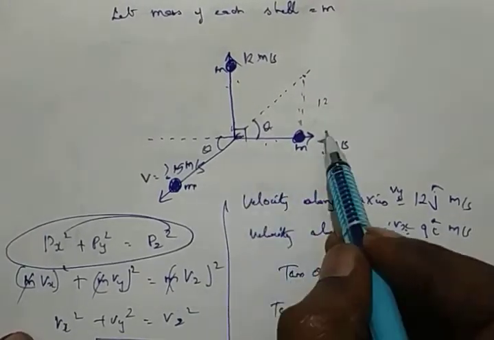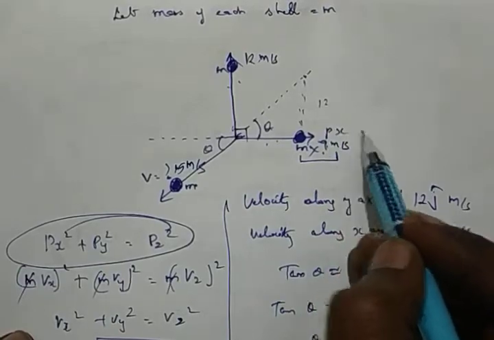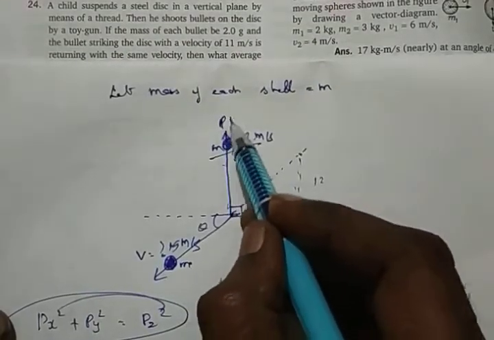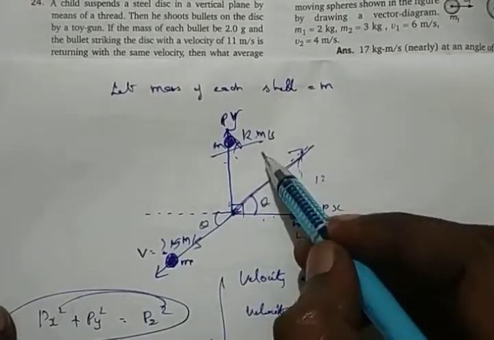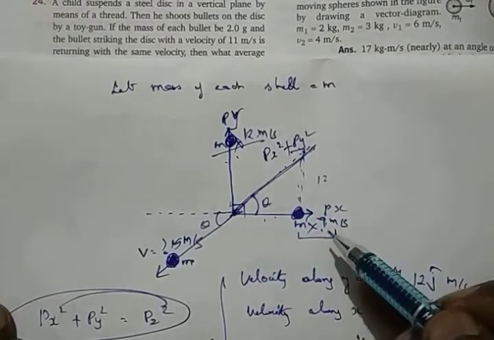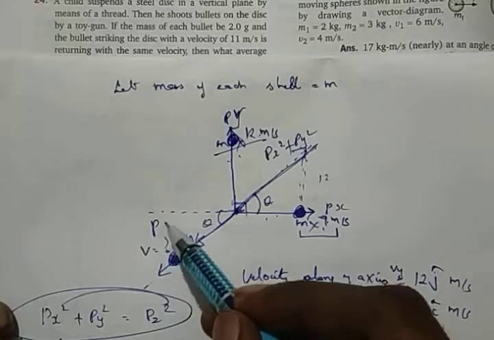The momentum along x is mass into velocity, this one is px. Mass into velocity is py. So it is py. What is this resultant? It is px square plus py square. Is this the resultant you will get here? Exactly opposite. This is the final momentum, it is pz square.